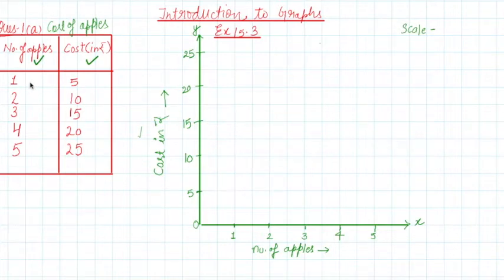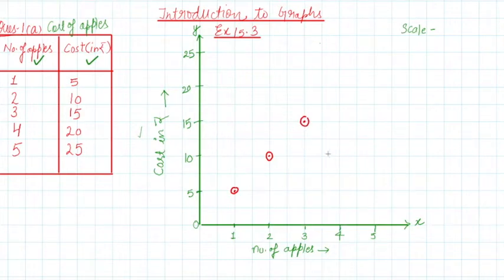these on the graph. Number of apples is 1, then cost is 5. So this is the number of apples and the cost is 5 rupees here. So this is going to be the first position, right? Now second, 2 apples, and the cost is 10 rupees. For 3 apples it is 15 rupees. So we will go to 15 here, and this is for 3.